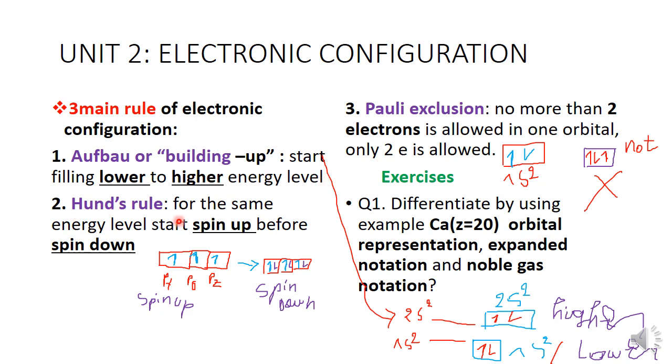For Hund's rule, we deal with orbitals of the same energy level. For example, in the p block, in the p orbitals, we have px, py and pz. They have equal energy levels, so you first fill the electrons with spin up before pairing with spin down. This is what Hund's rule says.